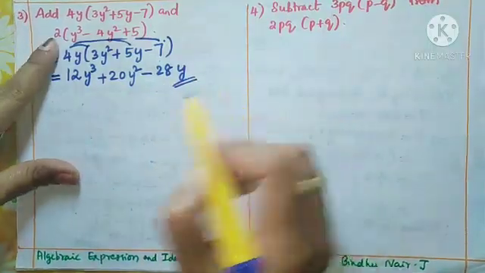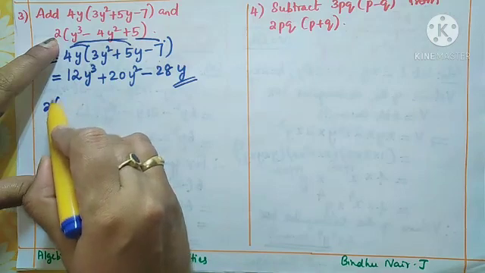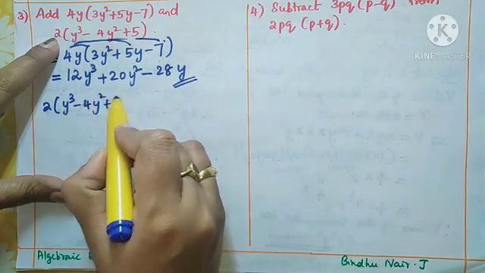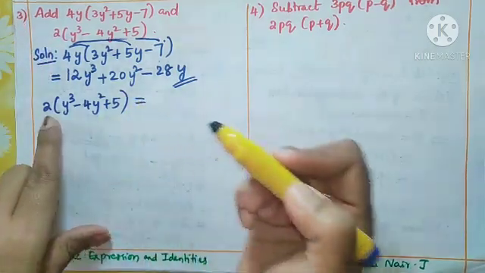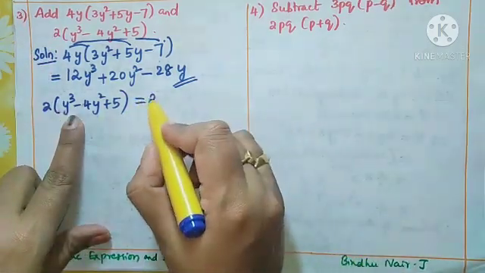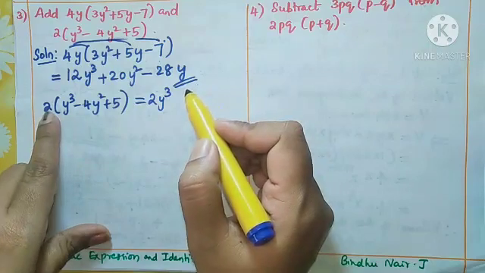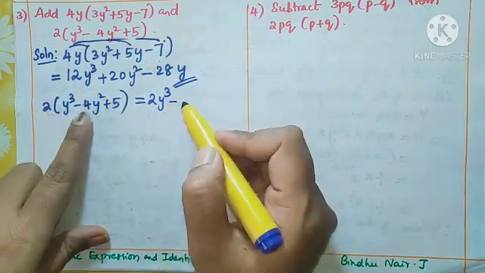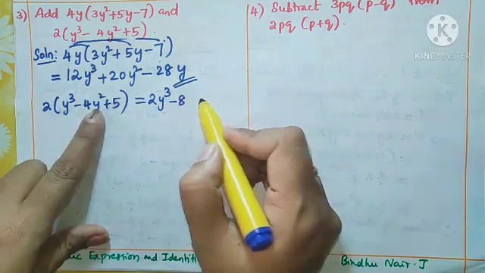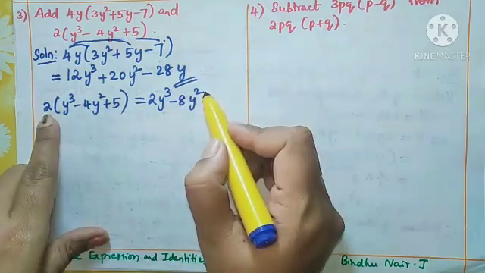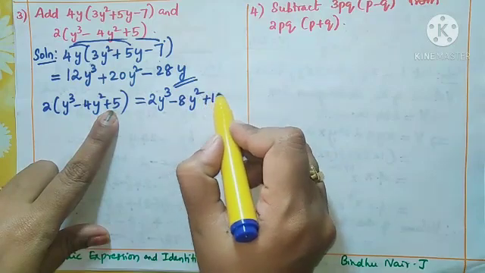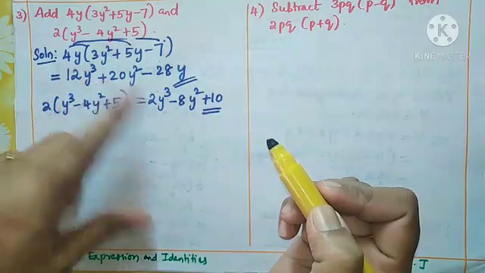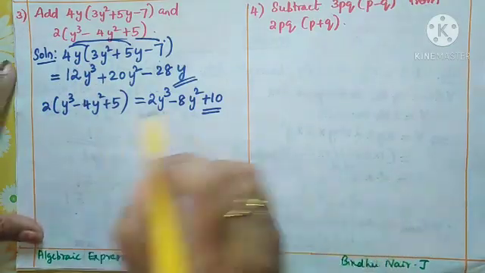Now come to the next expression given. 2 into y cube minus 4y square plus 5. So that is equal to 2 into y cube, 2y cube. Then 2 into minus 4y square. So plus into minus, minus. 2 into 4, 8y square. Then 2 into 5, 10 plus sign. Okay. So this is the second polynomial. So both the polynomials we simplified.